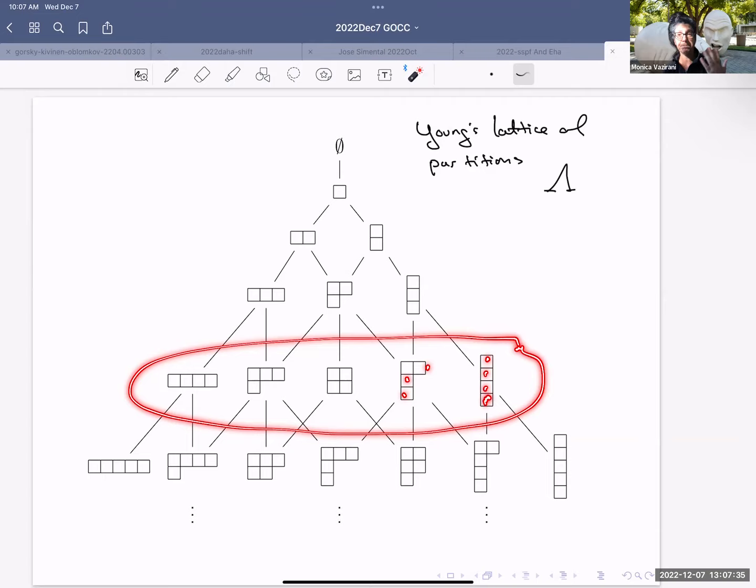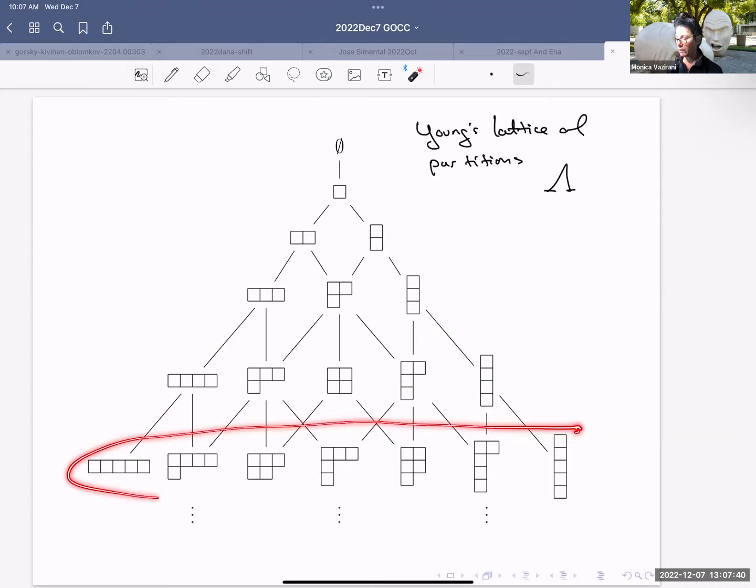Okay. So this is Young's lattice of partitions, and here are all the partitions of 5 and so on. Some questions you can ask yourself as well: what's the pattern? There's one partition of 0, the empty one, then one partition, two partitions, three partitions, the next comes 5, then 7, then 11. What's the pattern? Is there a formula for it?